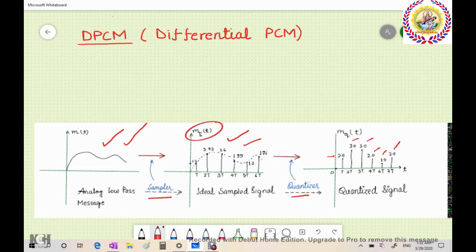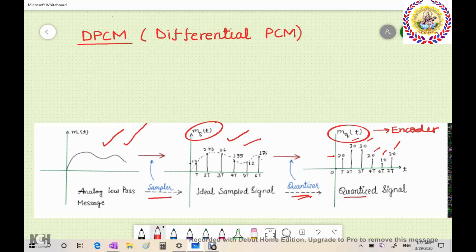Now, after the quantized signal is received from the quantizer, we take it as the input to an encoder, and the encoder converts these into binary equivalent bits. The size of the output of the encoder depends upon how many bits are used to represent one sample by the encoder.